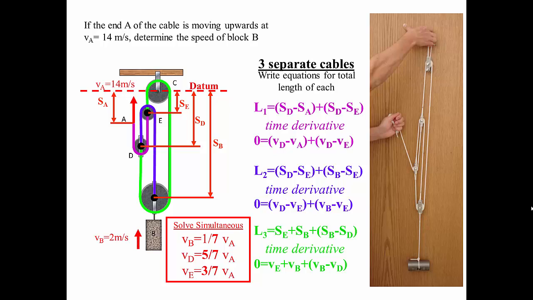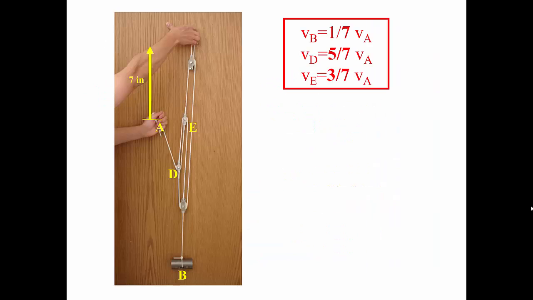That would give us a velocity at B of 2 meters per second. The same relationship for velocity applies to distance. If we pull A up 7 inches, D should rise up 5/7 of that distance, E should rise up 3/7 of that distance, and B should rise up 1/7 of that distance. In this case, D rises 5 inches, E rises 3 inches, and B rises 1 inch.